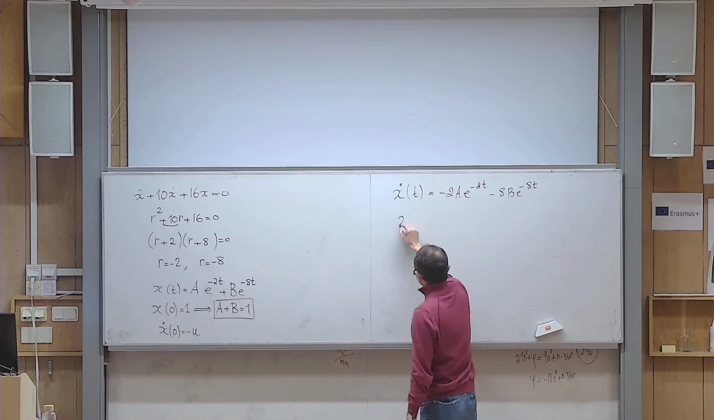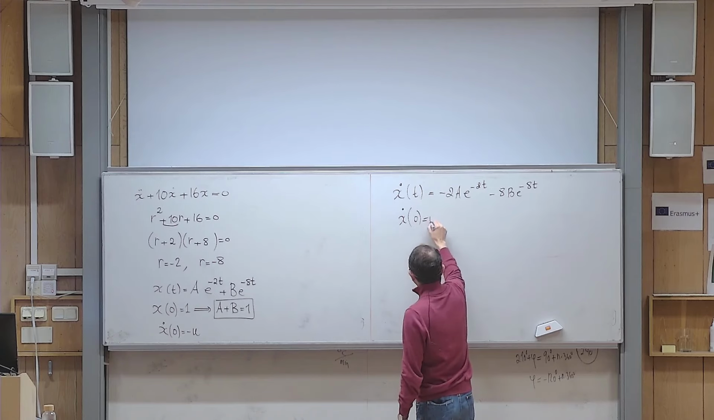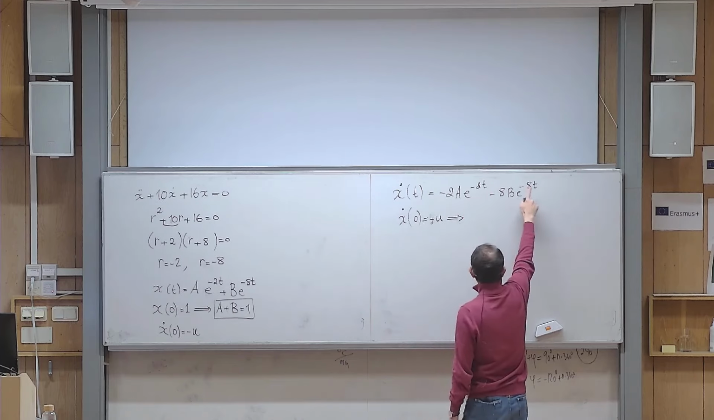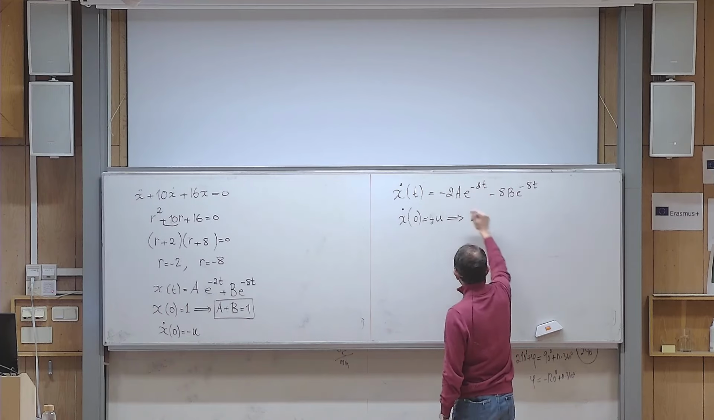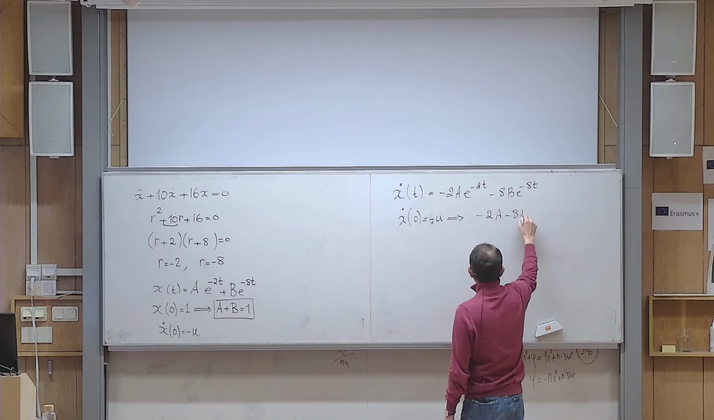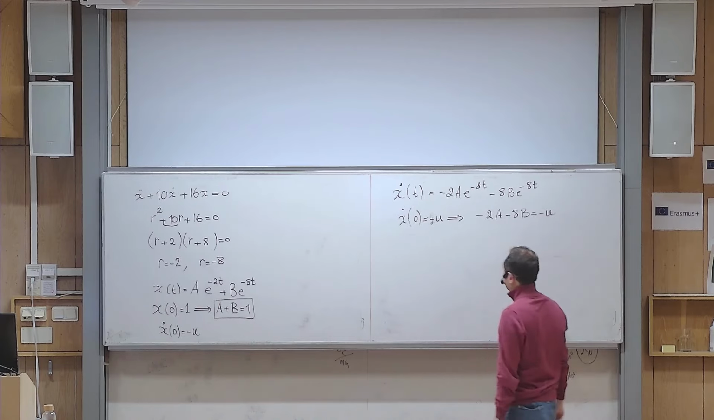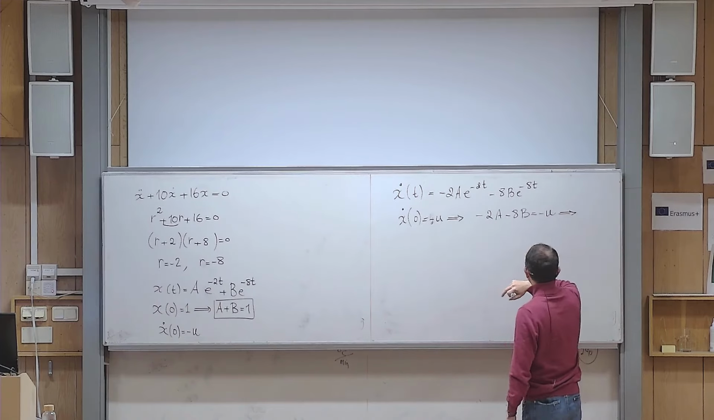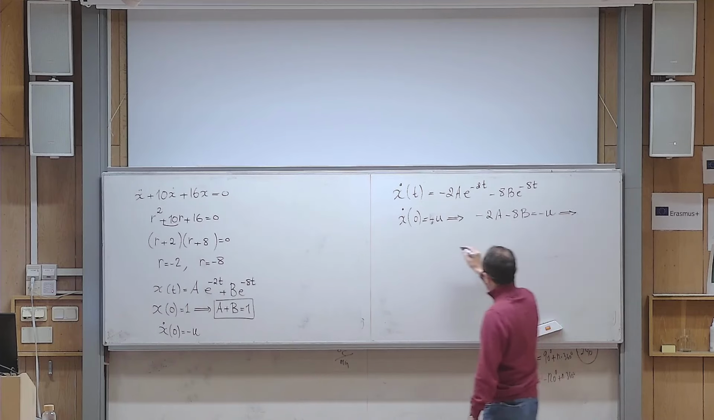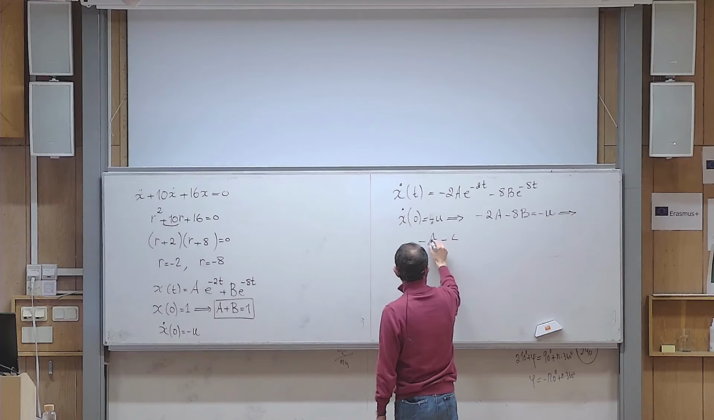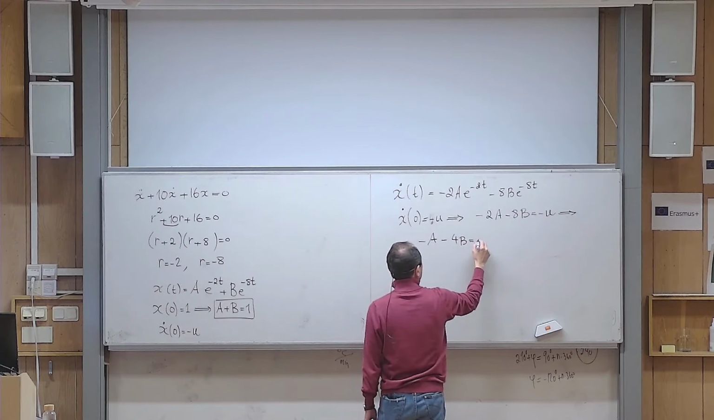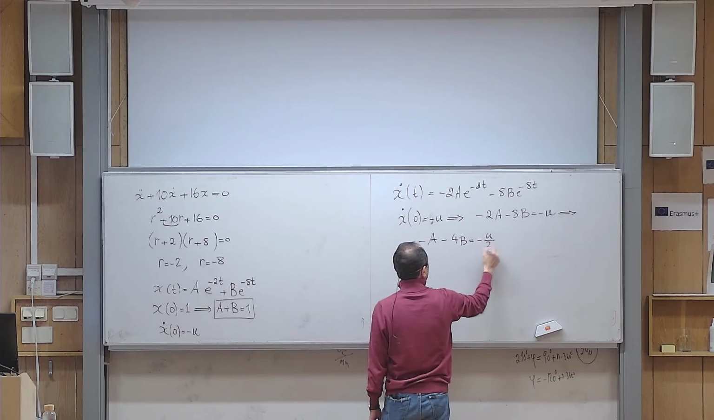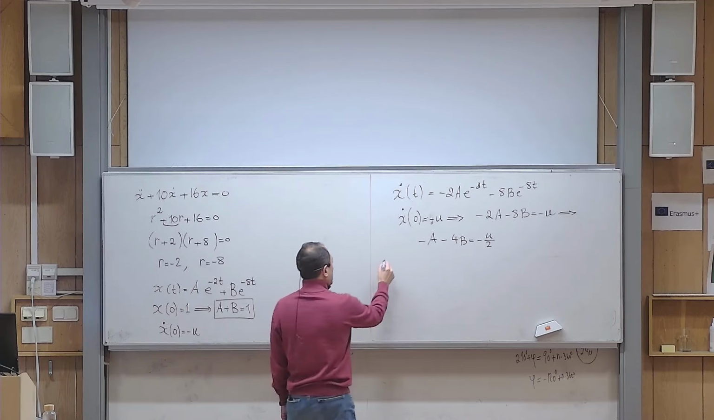Okay, and now I say that x dot 0 is minus u. So this implies that I put 0 for t here and there, so this becomes 1, this becomes 1. So I will get minus 2a minus 8b equals minus u. Now I divide everything by 2. I want to keep the minus sign here so that I can cancel that a there. So I divide by 2. It becomes minus a and minus 4b equals minus u over 2. Okay, now I set up a system.